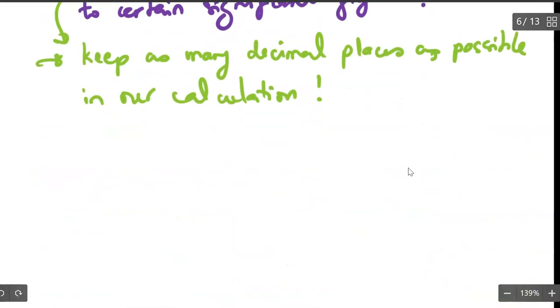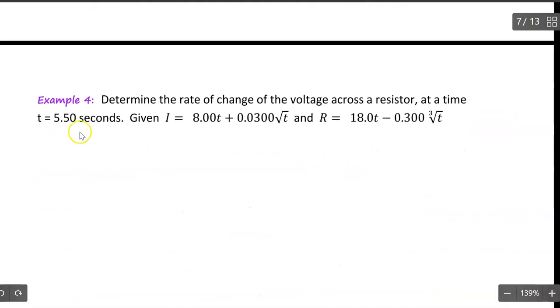Now you see in example number 4, I have everything presented as 3 significant digits as well. Instead of putting 8, I put 8.00. Instead of putting 0.03, I put 0.0300, because this number represents 3 significant digits and they are all presented as 3 significant digits. So our answer at the end should be the same. Okay, the same significant digits, that's what I should say.